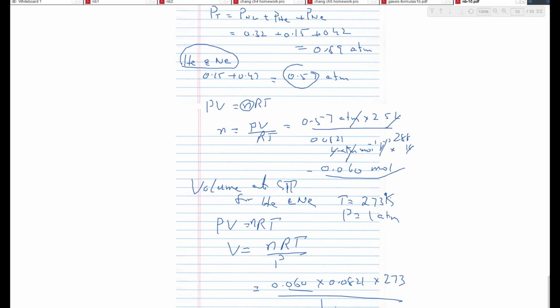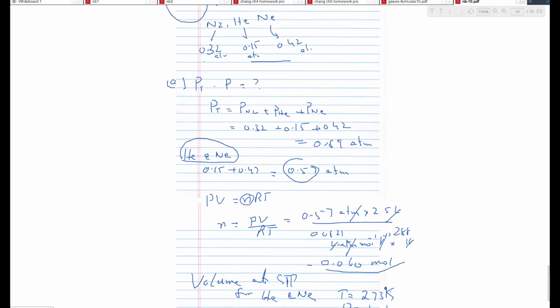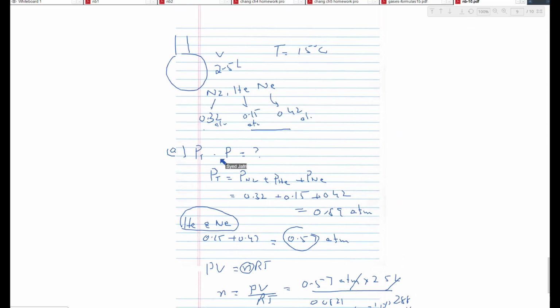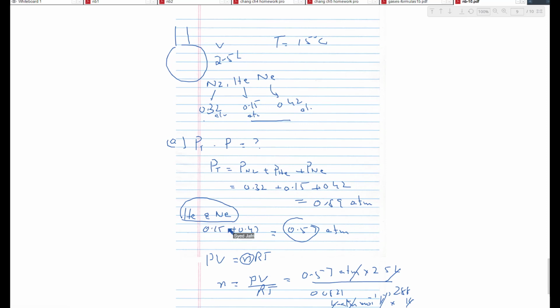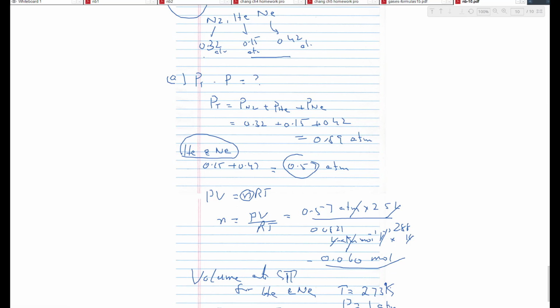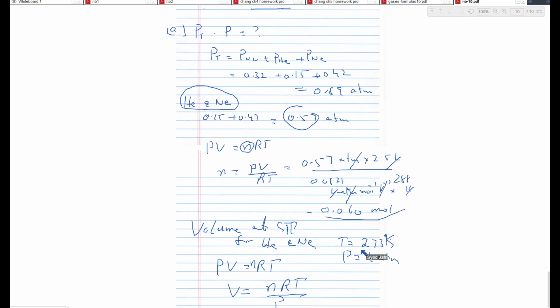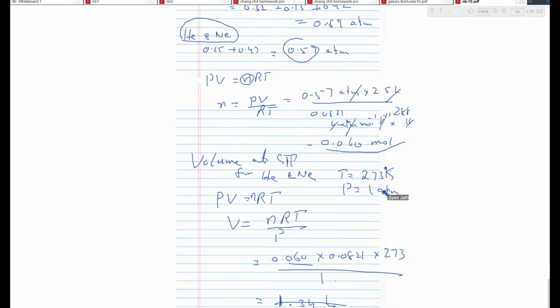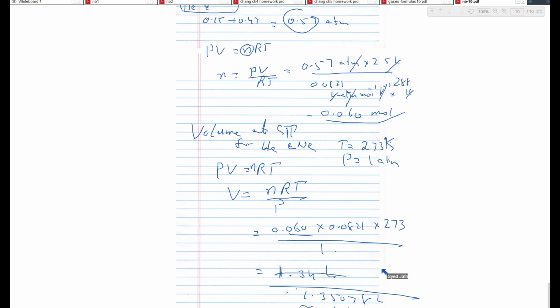It's clear how to do this question. First, we calculated the total pressure. That's easy. We already know the partial pressures, so instead of calculating separately, I added them and calculated the total number of moles of these two gases, which is 0.060 something. Then I did the volume at STP, took all the digits, temperature, and pressure, and you end up with 1.4 liters. Got it.